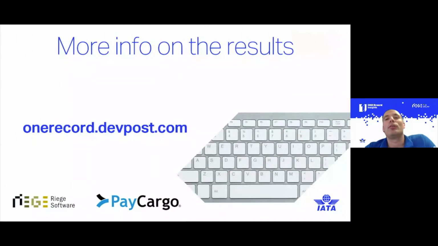And I'm sure you're wanting to know, where can I see all of these results? Where can I find more information? All of the submissions are still available. You can still have a look at them. They're stored on onerecord.devpost.com. You can see what the rules were, what they had to come up with, all their submissions, and who the winners were. And of course, we have to thank Riga Software and PayCargo for making all of this happen.